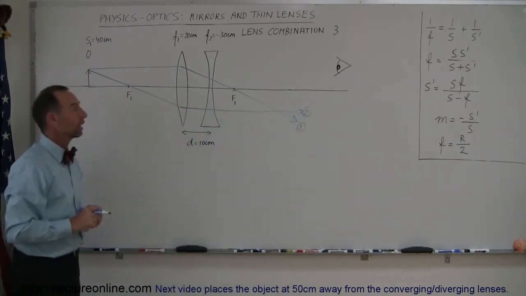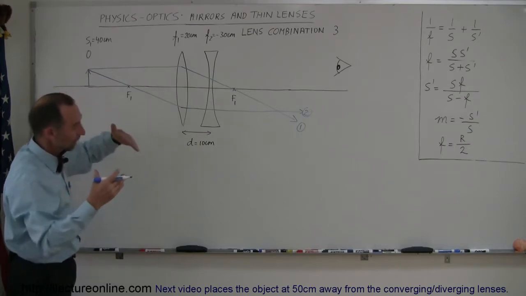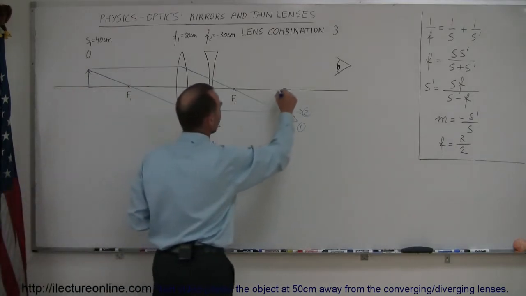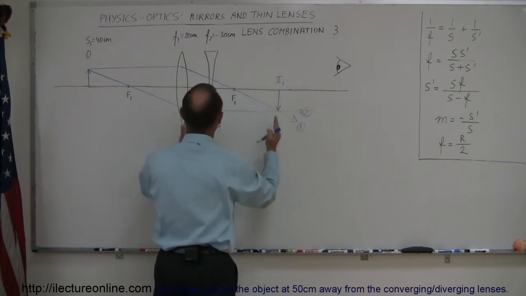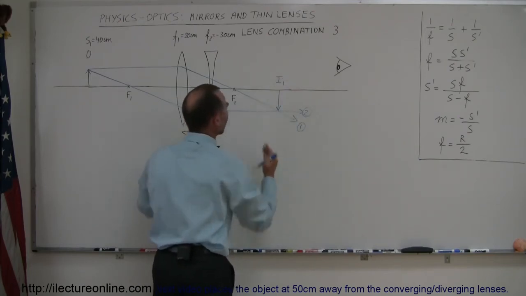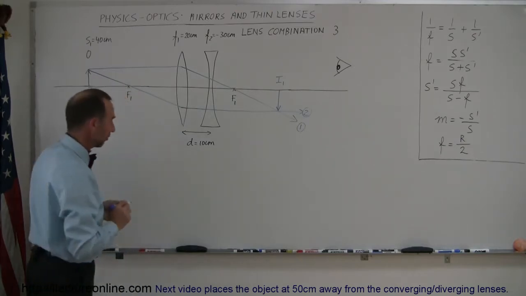The observer looking at those rays says, sure enough, they come together, and so it looks like there's going to be an image formed right here, and that will be considered image 1. The distance from the first lens to the image will be considered the image distance.